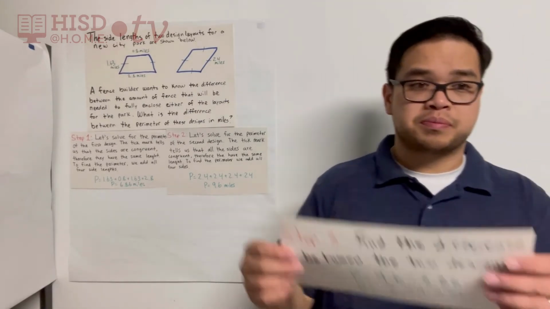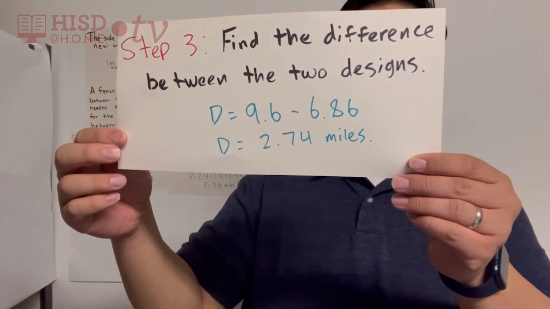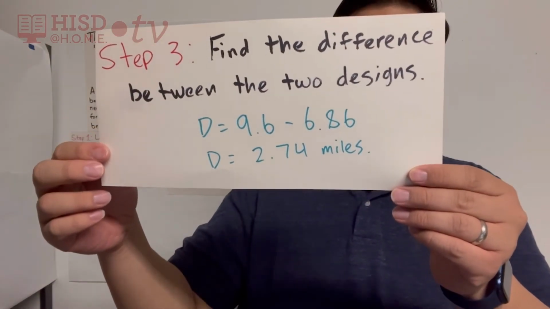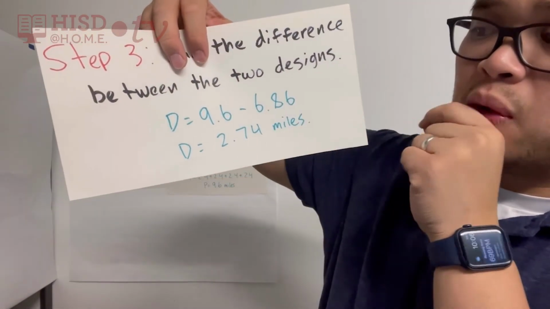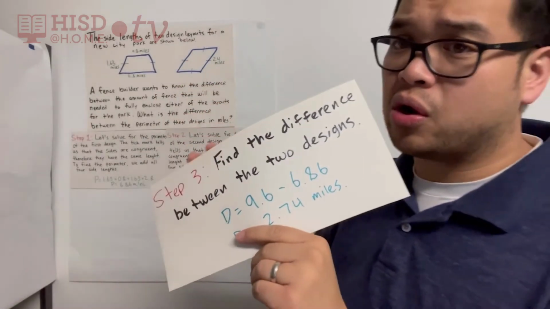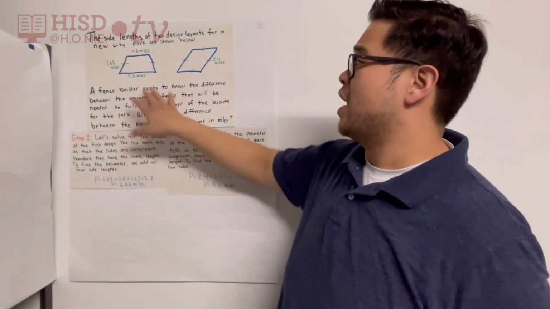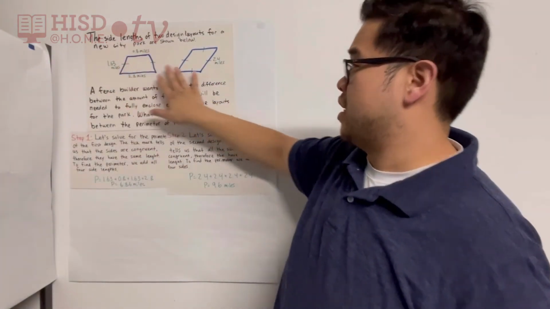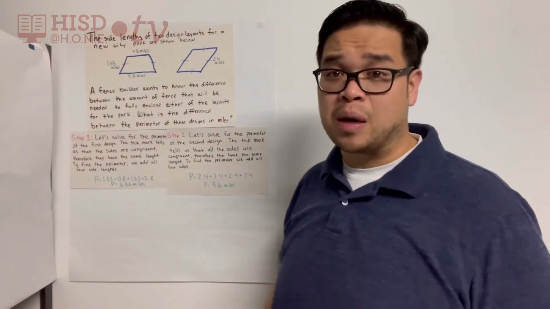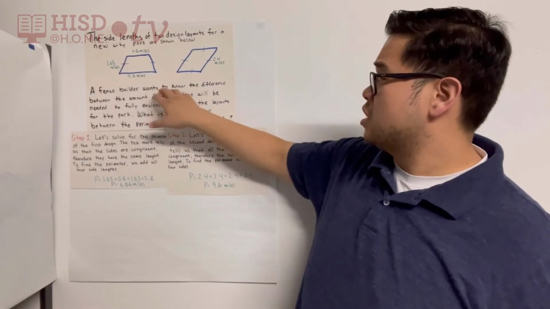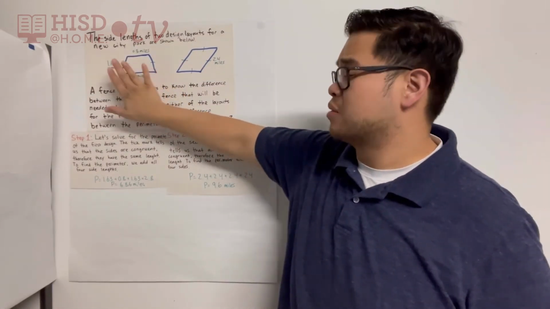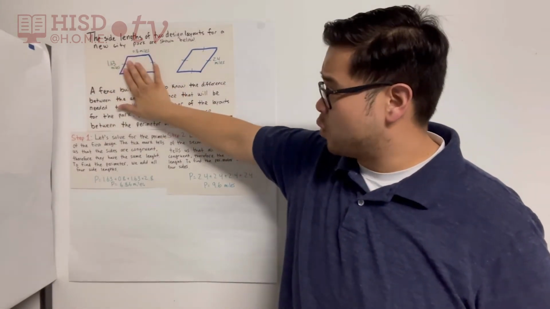Step 3, find the difference between the 2 designs. So to find the difference, we're going to subtract. So remember earlier we talked about how we needed to add to find all the sides, because that's how you find perimeter. Now we're going to subtract the difference between the total of the perimeter of design 1 and design 2.